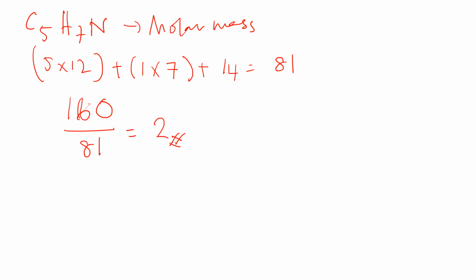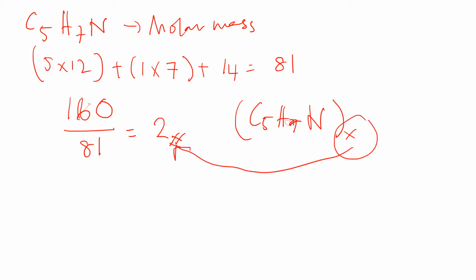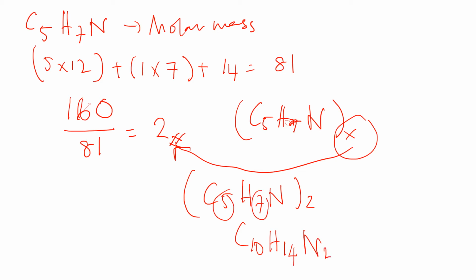So you get the ratio of 2. The empirical formula C5H7N is placed in a bracket with X, and we want to find the value of X. So X refers to 2. When you have C5H7N in bracket 2, you can find the molecular formula. We multiply all the atoms in the subscript by the ratio to find the molecular formula. So the answer is C10H14N2.